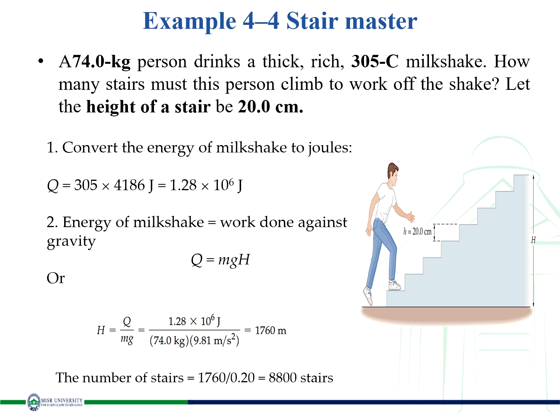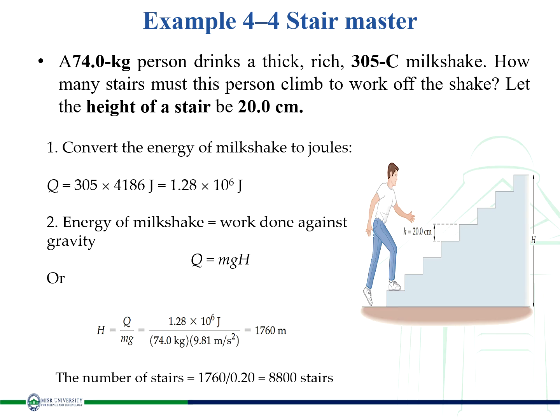To convert this to joules, we use the conversion factor that 1 kilocalorie is equivalent to 4,186 joules. So, Q equals 305 kilocalories times 4,186 J per kilocalorie. This gives us approximately 1.28 × 10^6 joules. That's a significant amount of energy.